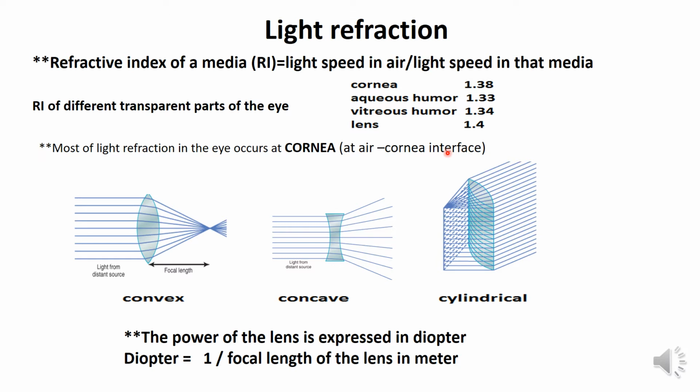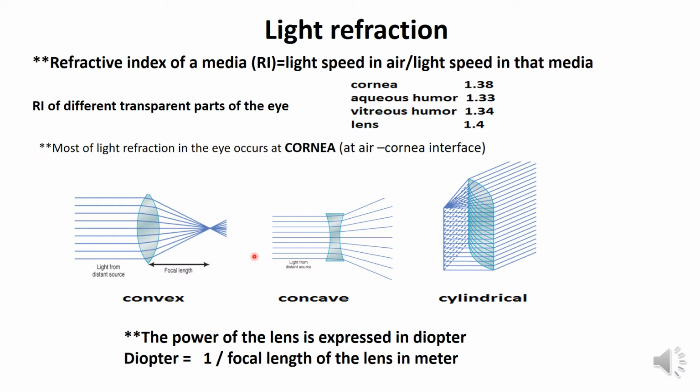The light refraction by lens can be done by many types of lenses. These are the three types of lenses used to correct the error of refraction in the eyes. This one, as you can see, is called convex. And the light, as you can see, is accumulated at this point. From here to here is called the focal length.